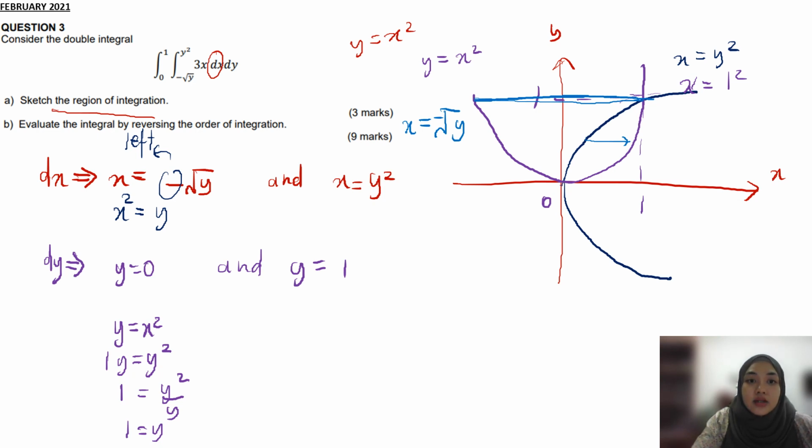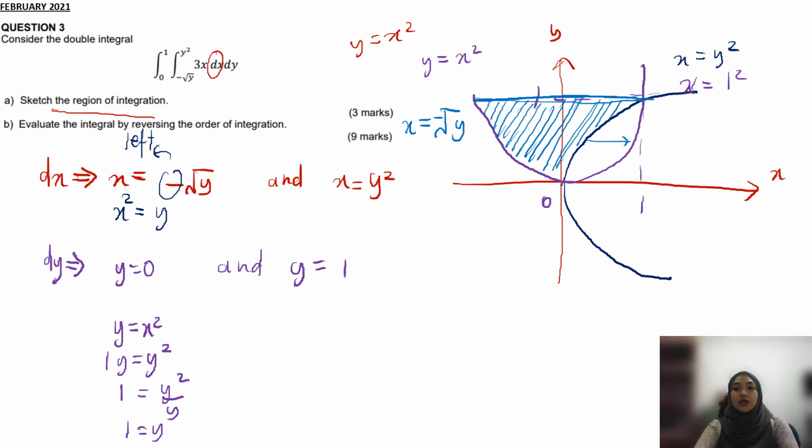And then for dy, vertically, 0 until 1. So the shaded region would be here. So that's why you have to check first. Okay, you have to check before you simply shade this part. It's not this part. So this is very important why it is put like this. Okay, it's from the left side.